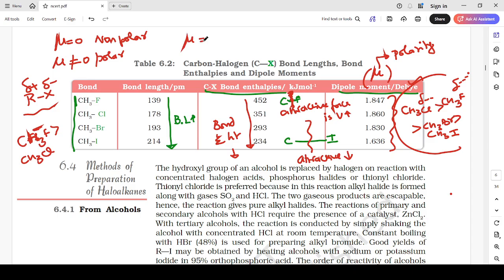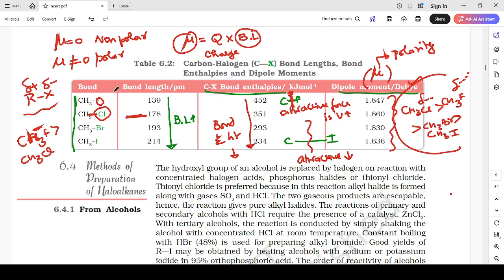Because dipole moment is given by Q multiplied by bond length, where Q stands for the charge, and bond length is the length between them. Here, since chlorine is a little bit larger than fluorine, you can see the bond length has gradually increased. Because of the increase in the bond length, the mu value of CH3Cl also increased.